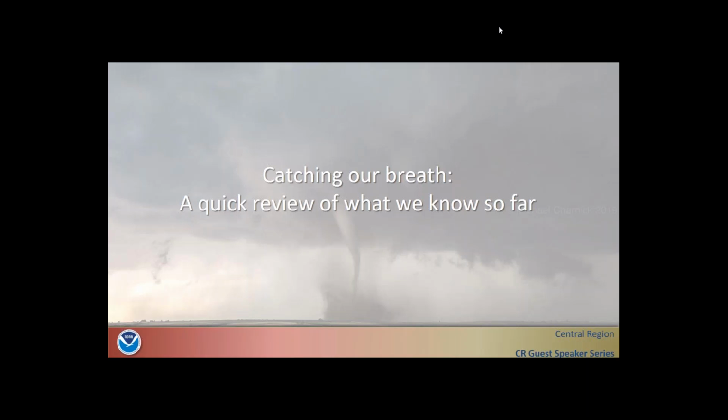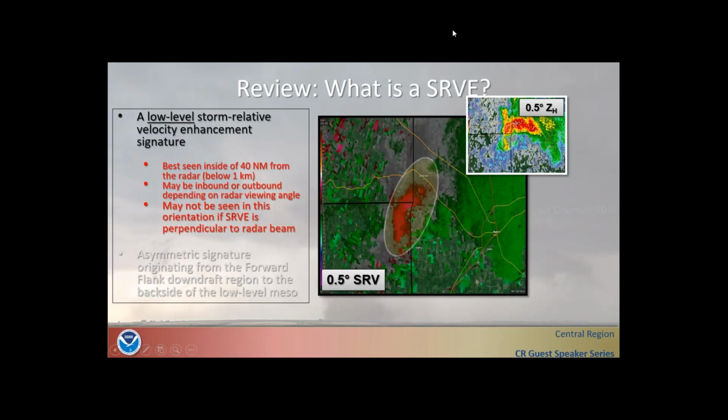So what we're going to look at here to start, let's look at what we know and what John had mentioned. This survey, we know the storm relative velocity enhancement signature is a low-level feature. We're seeing the end stage of a descending airstream. Because of that being low-level in nature, we're not going to be able to see this out beyond, say, 35 to 40 nautical miles.